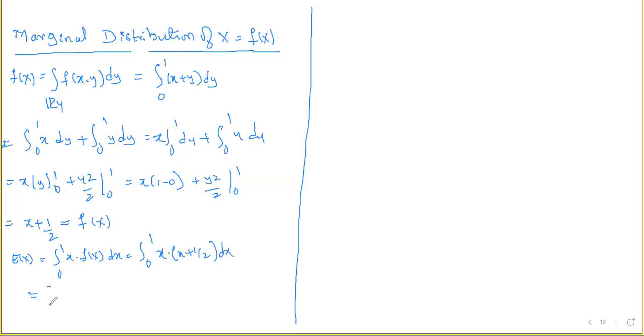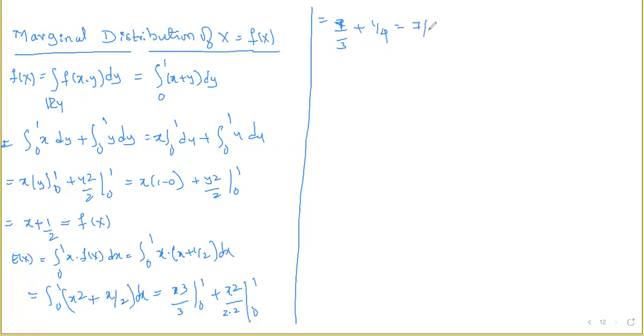Multiply x inside: integration 0 to 1 of x square plus x by 2 dx. The integral of x square is x cube by 3, from 0 to 1, plus x square by 2 into 2, which is already 1 by 2, from 0 to 1. So this is equal to 1 by 3 plus 1 by 4, which will be 7 by 12. Clear? So 7 by 12 is the expected value of x.